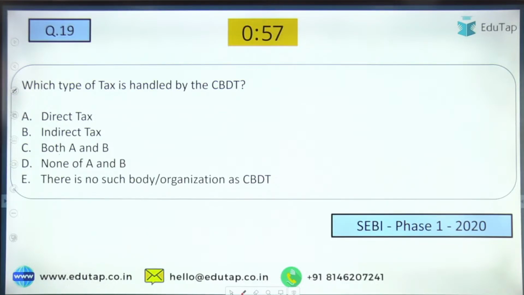19. Which type of tax is handled by CBDT? So this question was asked in SEBI Phase 1 2020. Yes, very good, Chetan. Higher the risk, higher the expectation of the bondholder.